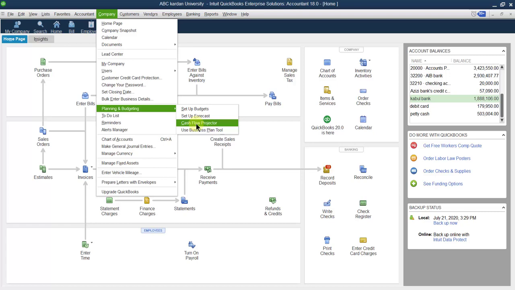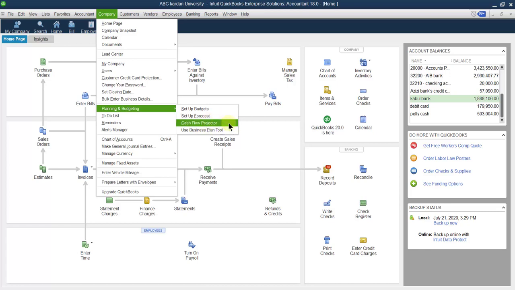Estimated cash flow means we have to make an estimation for the inflow of cash as well as the outflow of cash for a particular period of time. For example, we estimate how much will be our inflow and outflow of cash for the next, for example, six weeks or the next 2 months. That is possible through cash flow projectors.